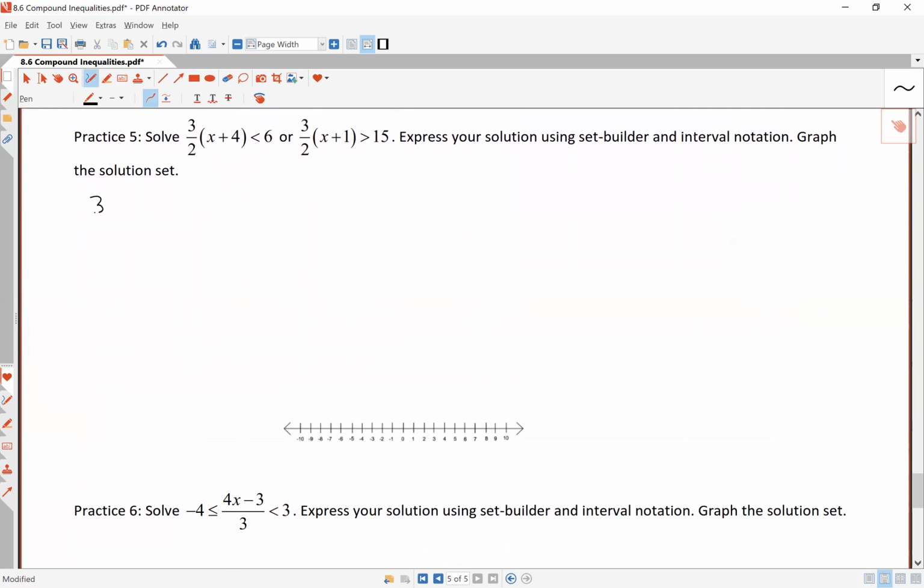So to solve the first one, 3/2 times x plus 4 is less than 6. Let's multiply both sides by this reciprocal first and get x plus 4 is less than, 3 goes to 6 twice, and 2 times 2 is 4. And then subtract 4 from both sides and get x is less than 0.